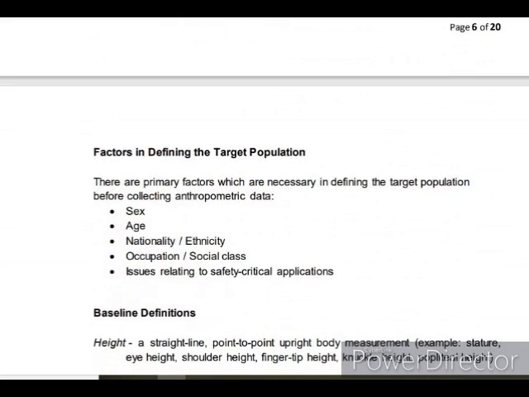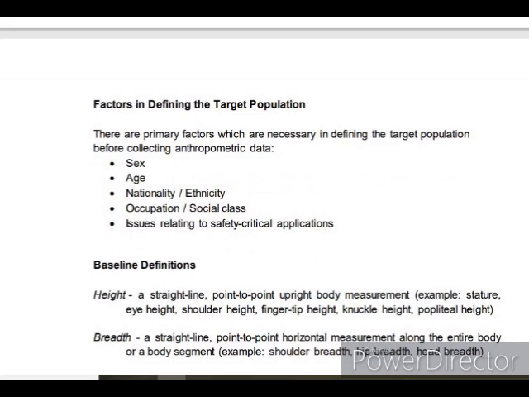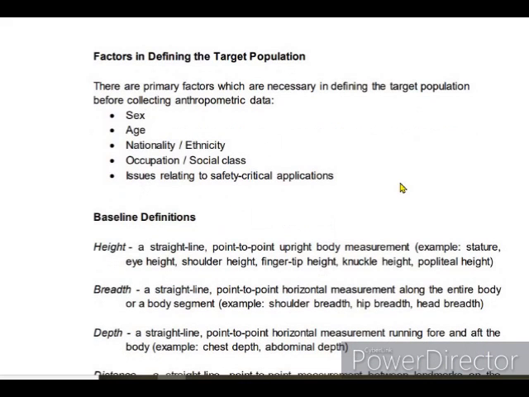next. So factors in defining the target population. Okay, so these are the factors. There are many primary factors which are necessary in defining target population before collecting anthropometric data. We should also consider the sex, the age, nationality, ethnicity, okay? So occupation, social class, issues relating to safety critical applications, because different applications give different safety hazards, okay? So we should consider that.